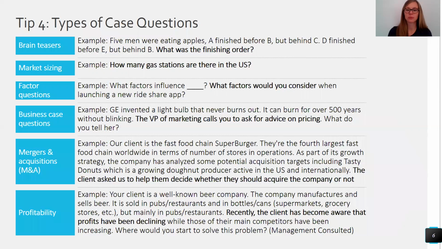So you can kind of pause this video and read through if you'd like. It really depends on the organization, the type of case that they'll ask you. I would strongly encourage you to use things like glassdoor.com. You can actually look through interview questions that were posed in the past.